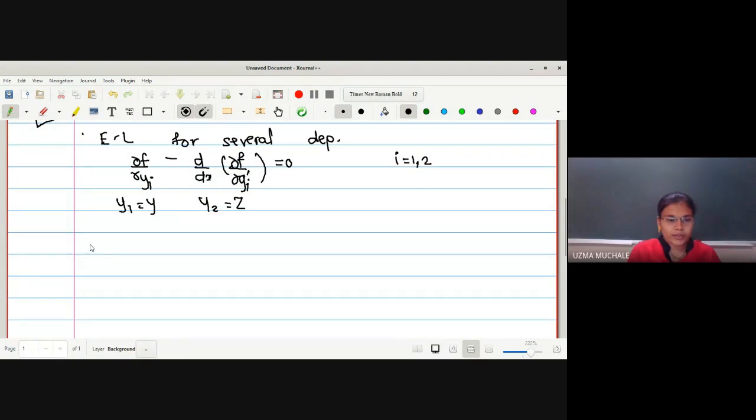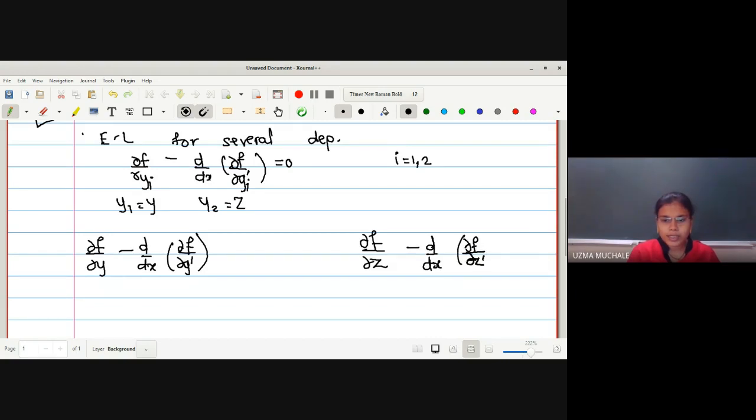Okay, let me write down the first one: dou f by dou y minus d by dx of dou f by dou y dash. Okay, what is the other equation? Now the other equation will be in terms of z: dou f by dou z minus d by dx of dou f by dou z dash is equal to 0.